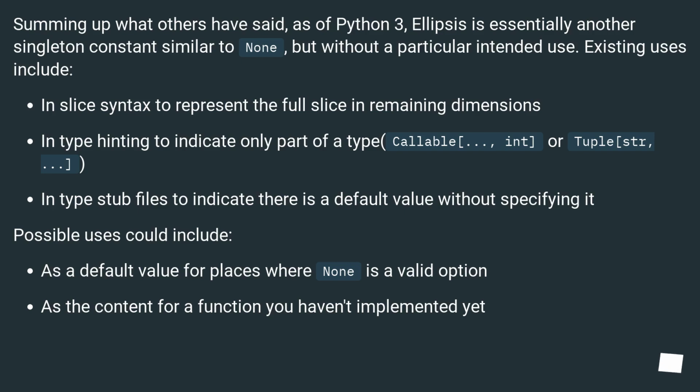Possible uses could include as a default value for places where None is a valid option, as the content for a function you haven't implemented yet.